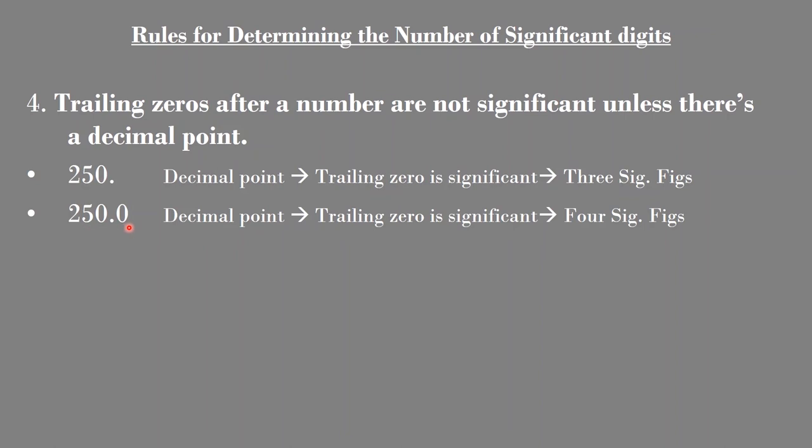Also, it doesn't really matter where this decimal point is. The decimal point can be in the beginning, meaning the measurement can be 0.250. Even with that, it will be three significant figures.